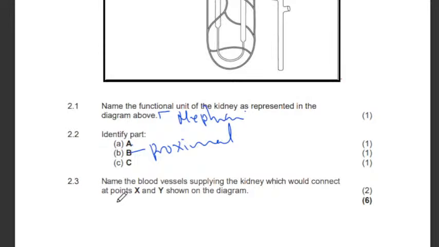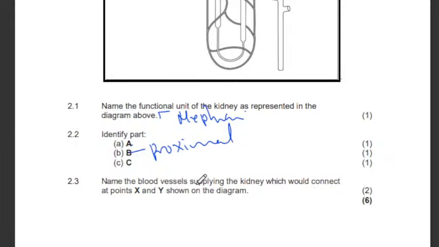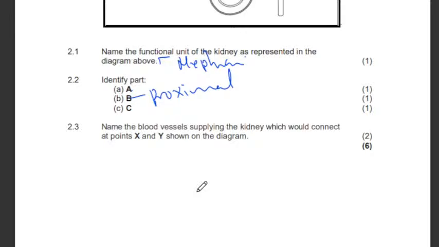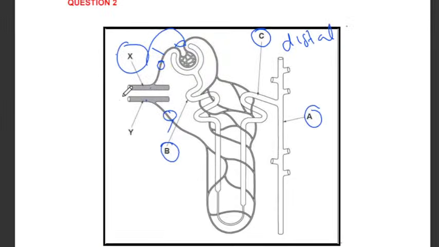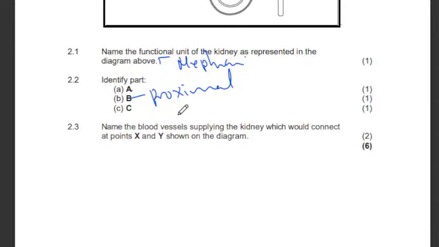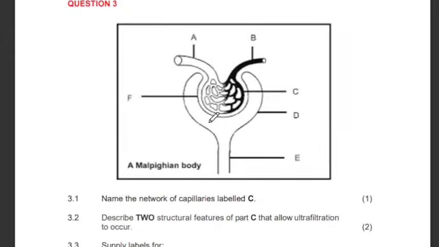Then we have to name the blood vessel supplying the kidney, which would connect at points X and Y. So the blood vessels are going to be the renal artery and the renal vein. X is going to be the renal artery because it comes to the glomerulus, and Y is going to be the renal vein. So I think this question is also done. Then we go to the next question.